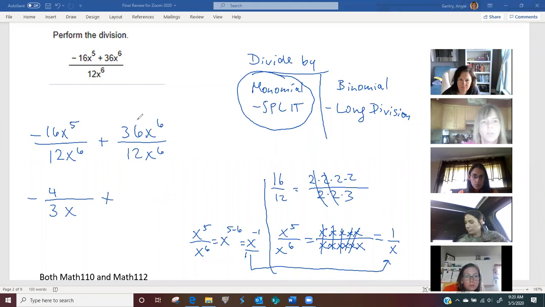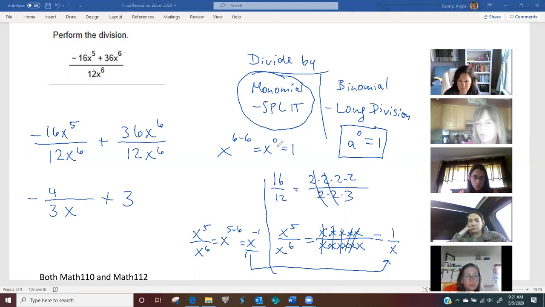Plus this one here, 36 over 12. You can break it down, or you can just say 12 goes into 36 how many times? 3. And x to the 6 over x to the 6, cancel, cancel. Or you can say x to the 6 minus 6 is x to the 0. Folks, x to the 0 is not x. X to the 0 is 1, because that was that rule. Anything to the 0 power is 1.